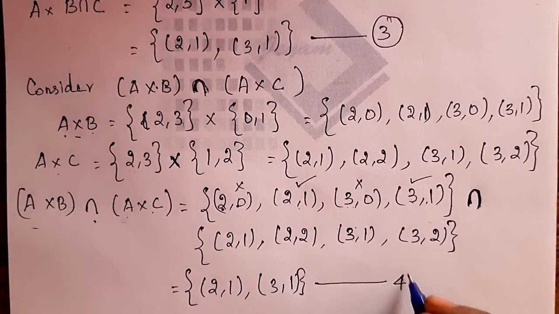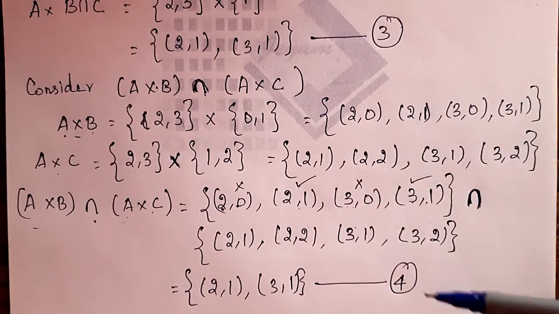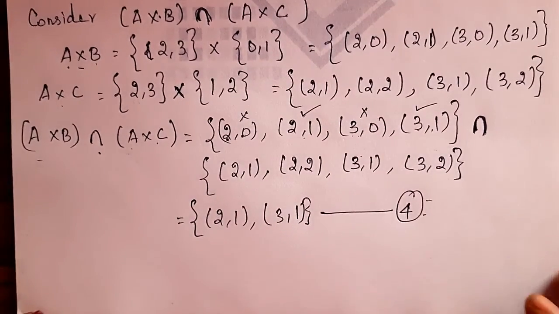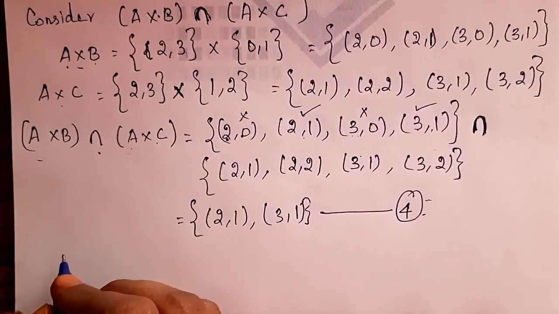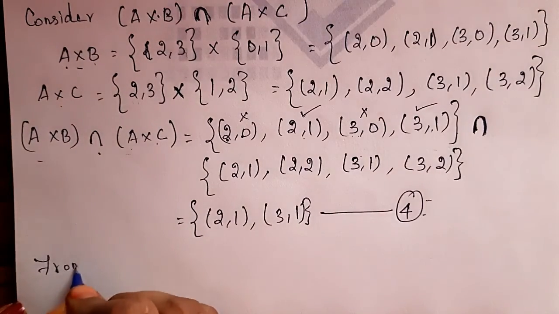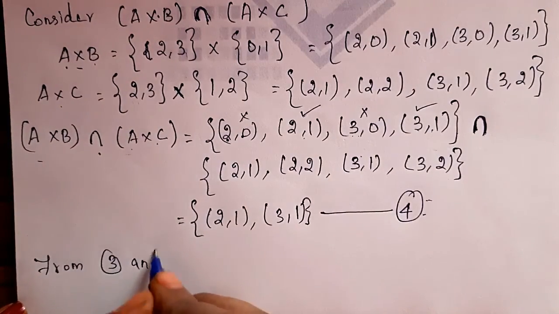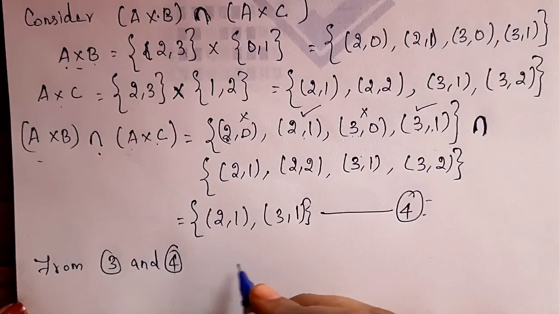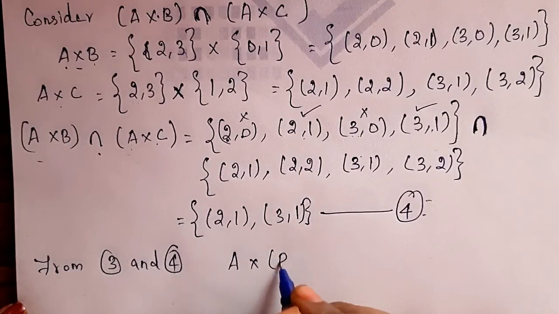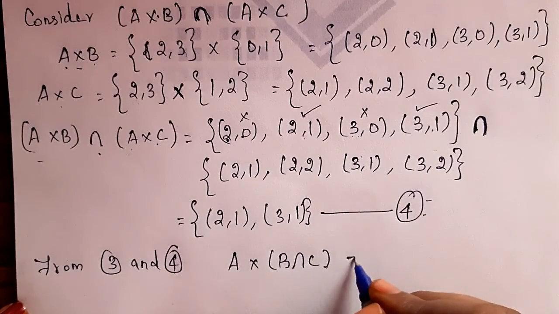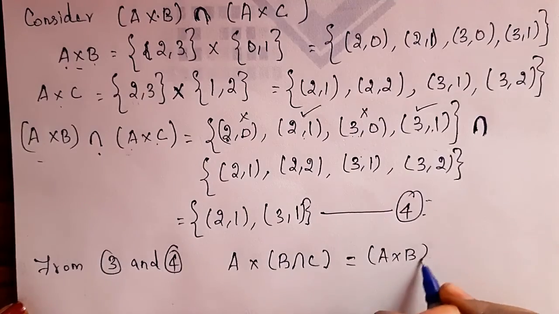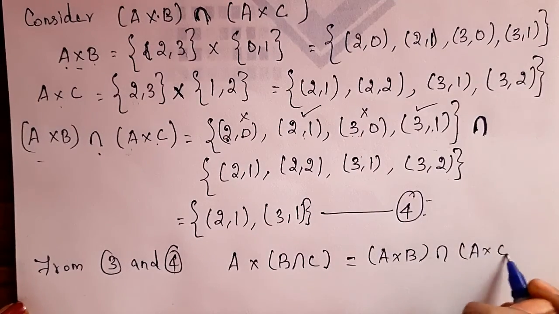So our result is (2, 1) and (3, 1). Take the equation number 4. Now we can compare the 3 and 4. Yeah, both are same. So we verified that from equation number 3 and 4, we conclude A cross (B intersection C) is equal to (A cross B) intersection (A cross C).